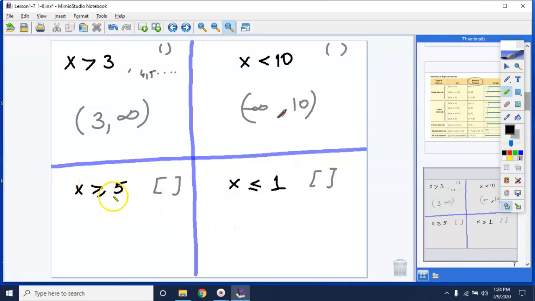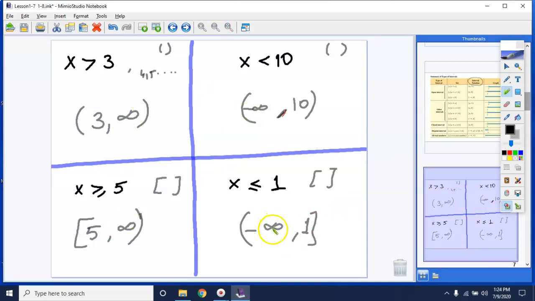x bigger than or equal to 5. So it could be 5, right? Bigger than or equal to 5 and bigger than 5. So you should go to the right side all the way to infinity, like this. And lastly, x less than or equal to 1. It could be 1, right? But it's going to go to negative infinity. So that's how you put them into MyMathLab.